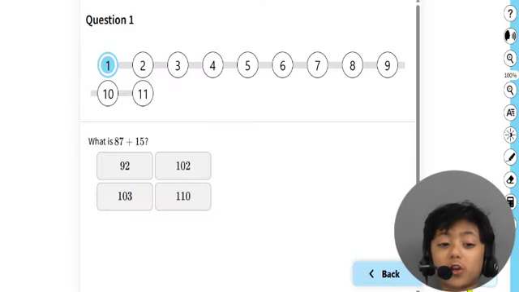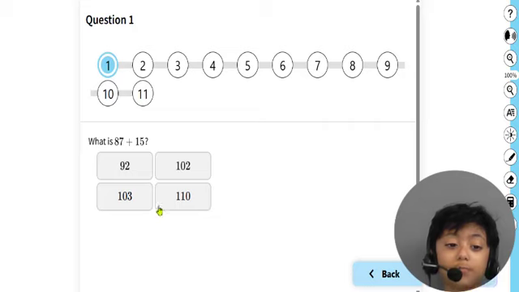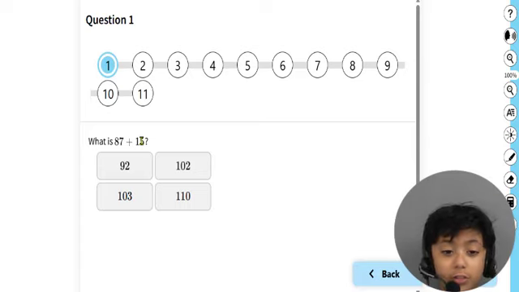The first question is 87 plus 15. This is how to do the question. First, you add the 87 and 5, which gives you 92. And then you add the remaining 10, which equals 102.